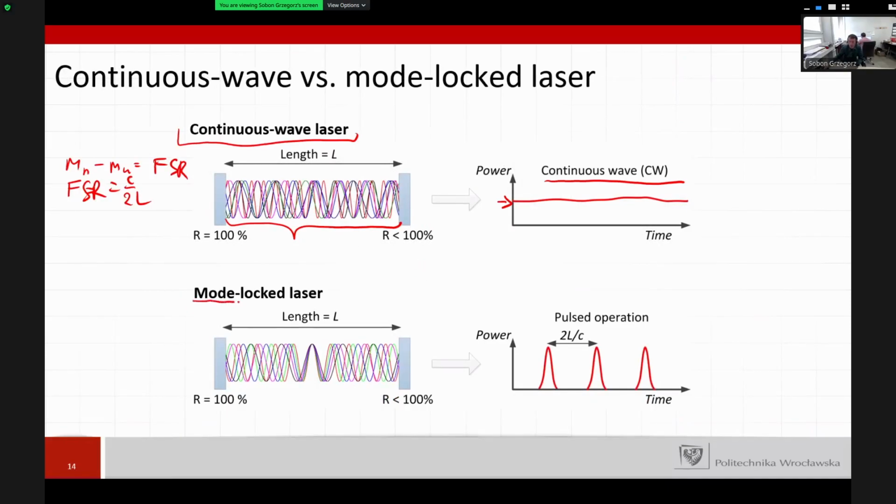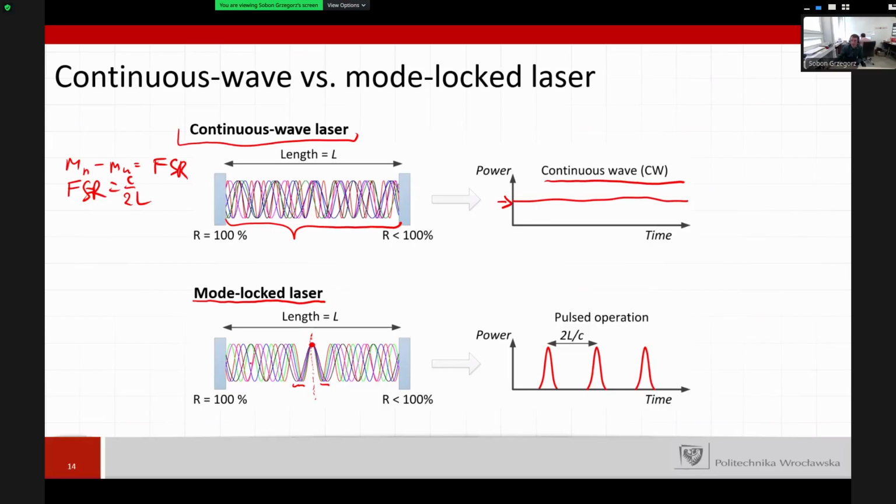This is the case where we have locked phases of the longitudinal modes. You can see that all these modes have different frequencies. The frequencies of these oscillations are different, but the phase is the same. If the phase is the same, it means that there is one point in the resonator where, let's say, the peaks of these waves all overlap in one spot, in time and in space.